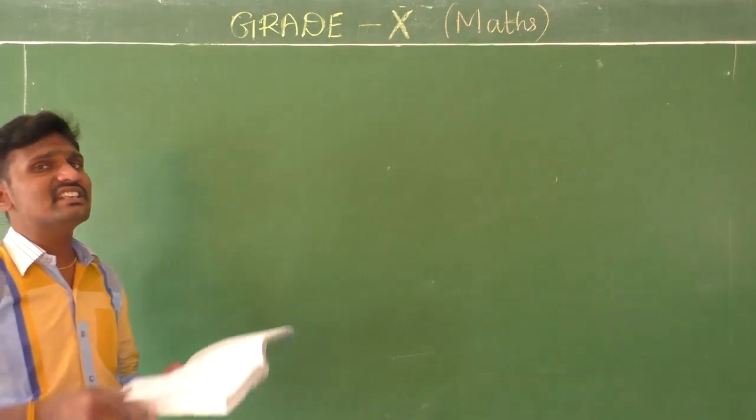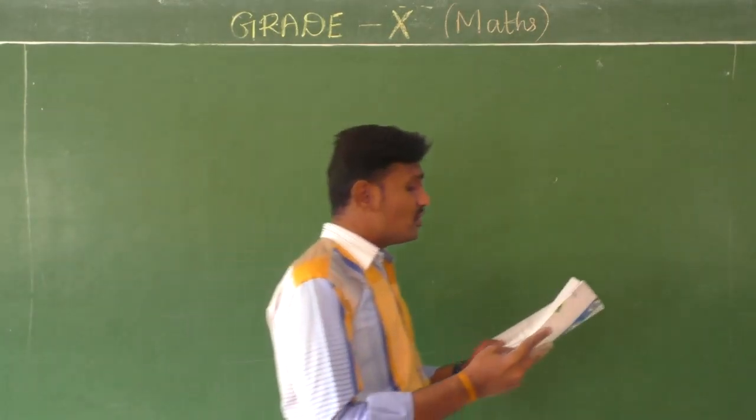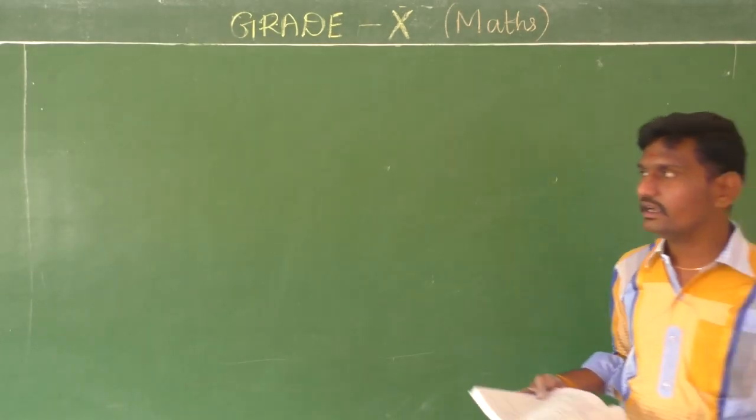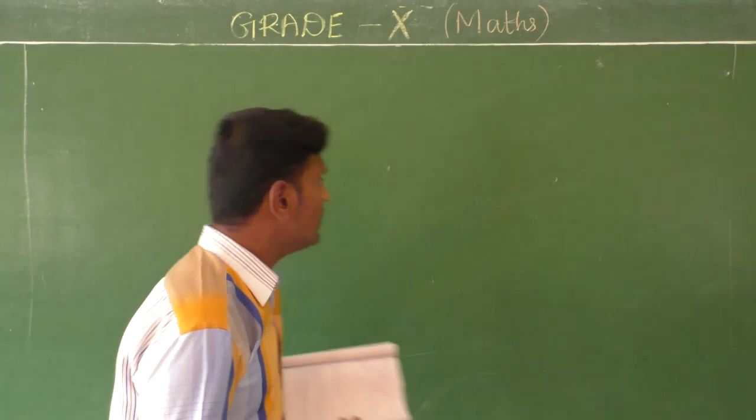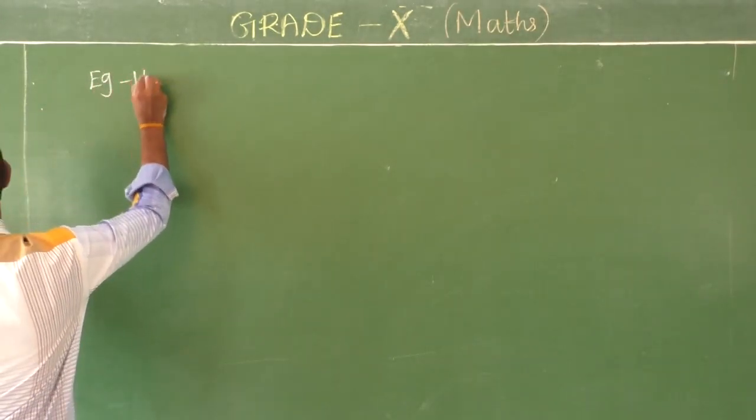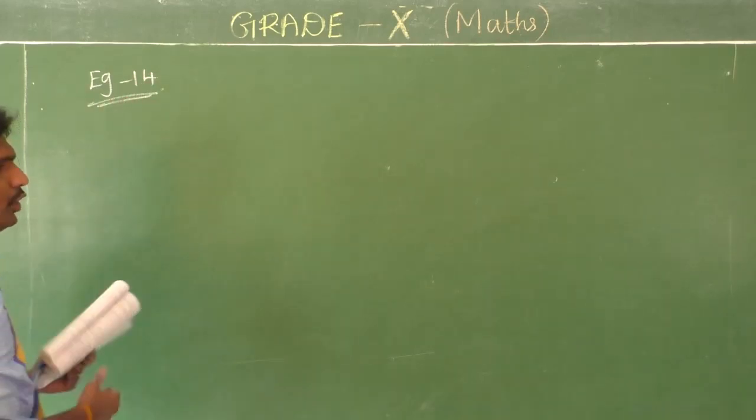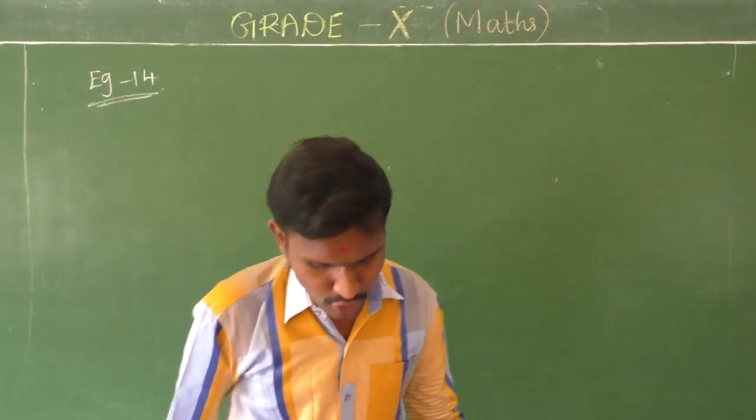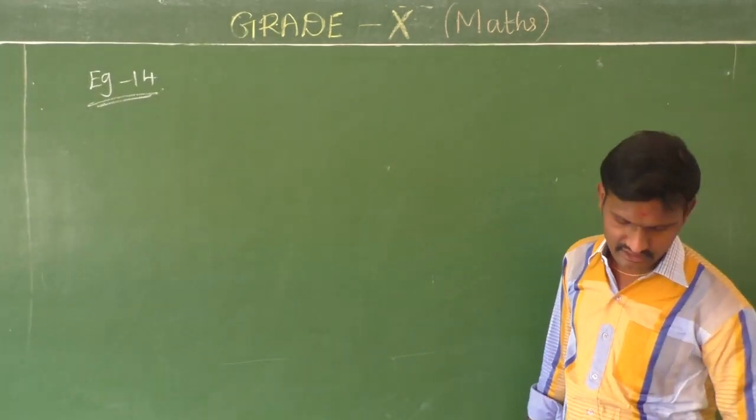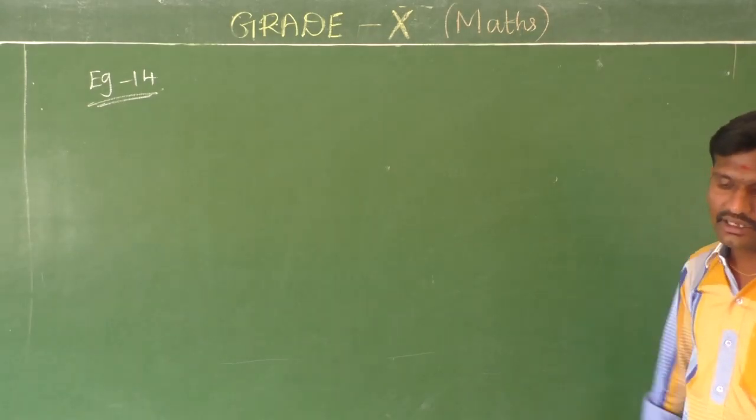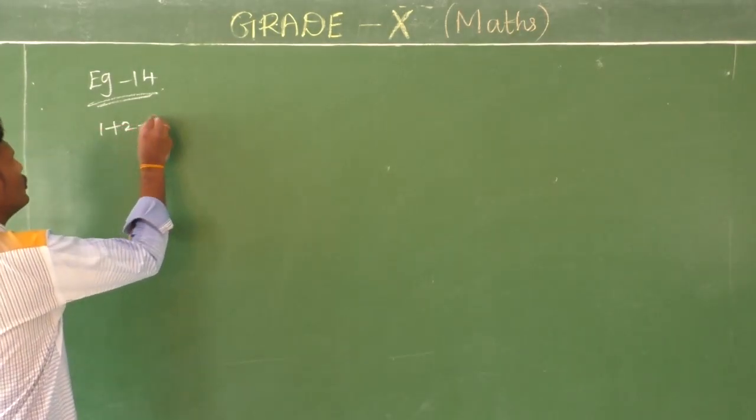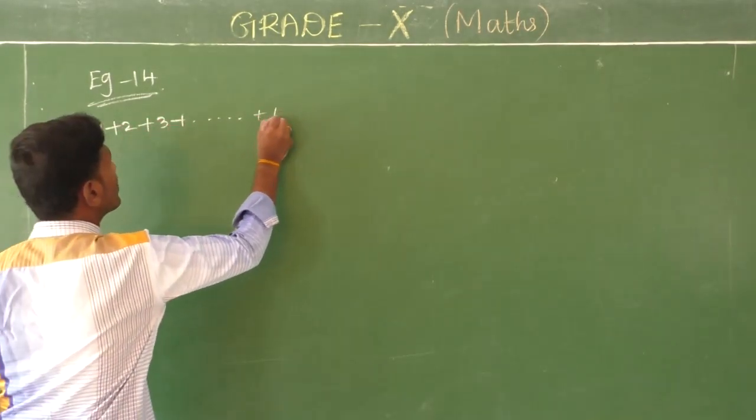See, example 14 is a very simple one. Find the sum of 100 positive integers. And additionally you are going to get one formula. Example 14. So first, find the sum of the first 1000 positive integers. What is that? 1000 positive integers. So here 1 plus 2 plus 3 plus up to 1000 I am going to count.